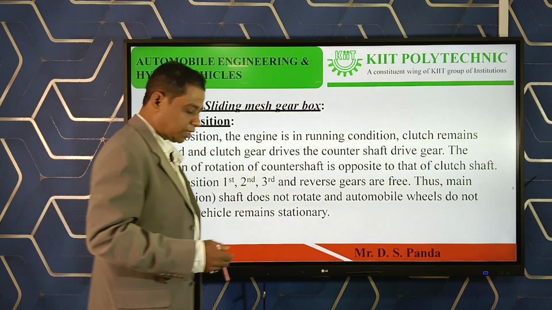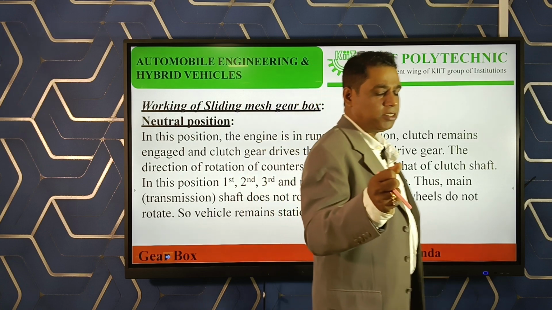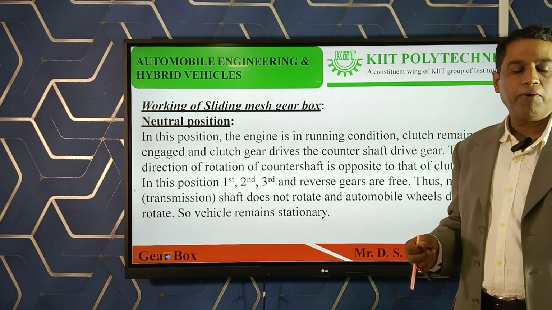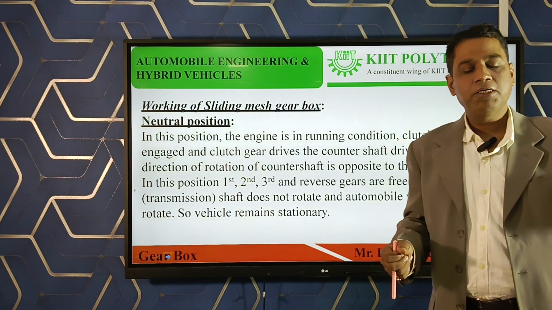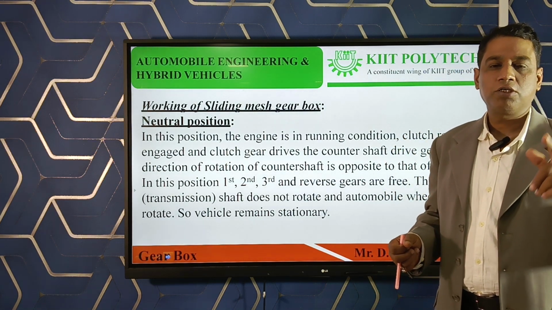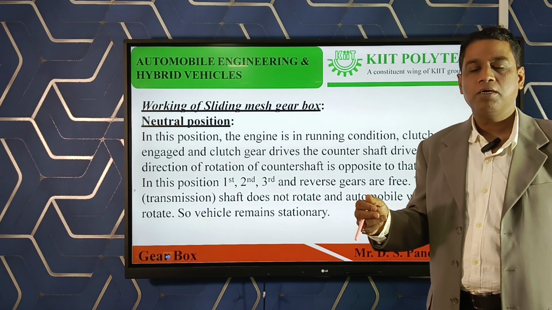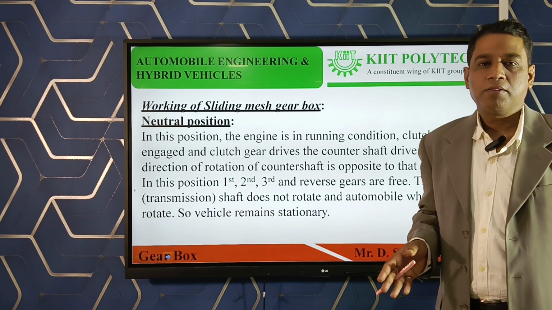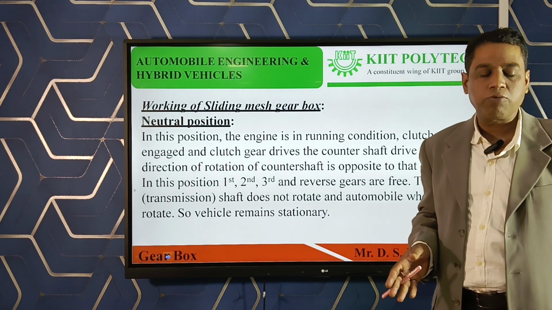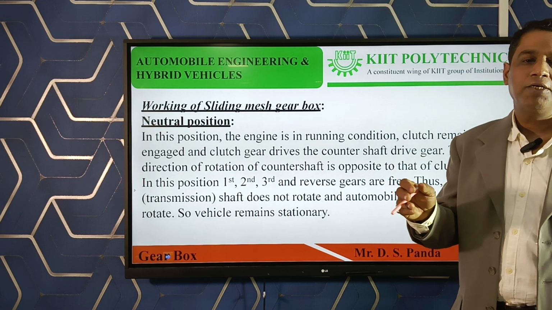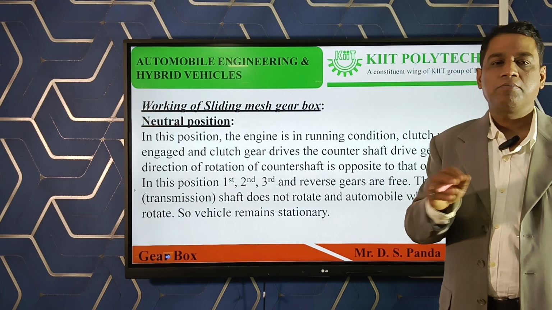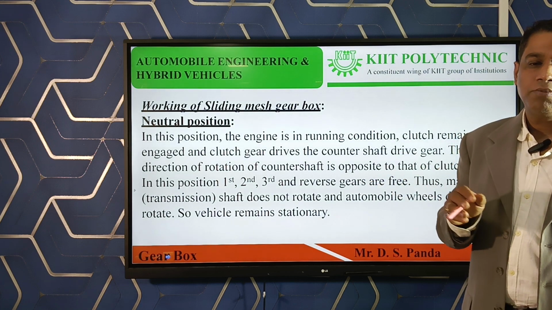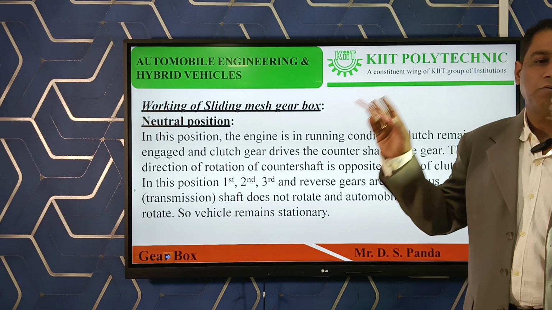In the neutral position, what happens? The gear changing lever is placed in the neutral position, so the power will come from the engine to the clutch shaft, clutch gear, then counter shaft. In the neutral position, the power transmission from counter shaft to main shaft will break, so there will be no possibility of transmission of power from the engine to the wheel.